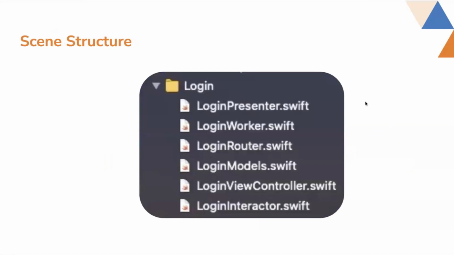So after creating all these types, for one screen, your folder arrangement will look something like this. So you will have the login presenter for the presenter, login worker, login router, models. This is the view controller and the login interactor. So these are the files created after you create a scene or a view controller screen. For each screen, all of these files will be created.